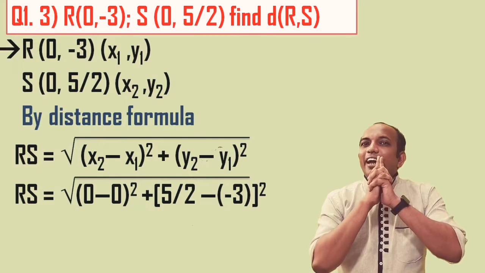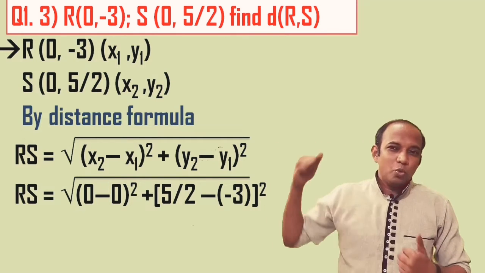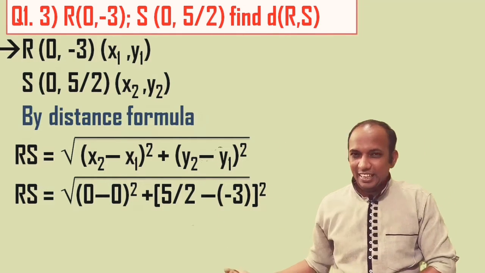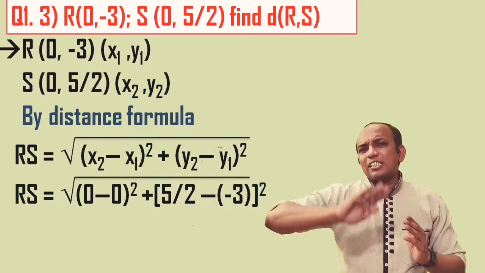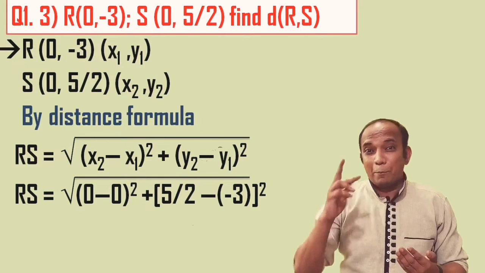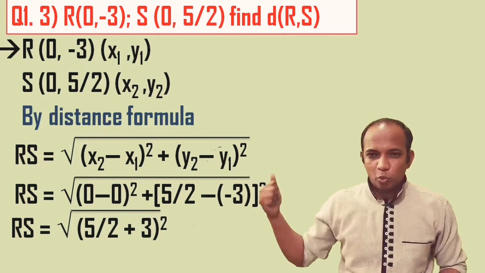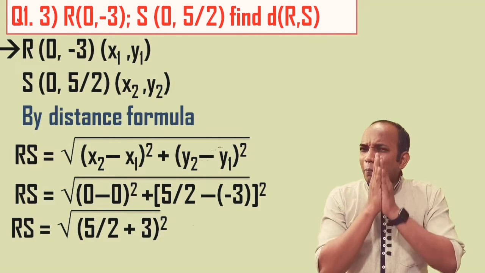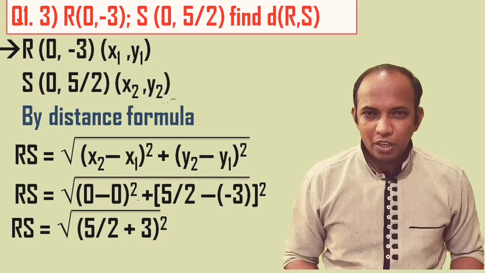Yes. And for the y coordinate, we have 5 upon 2 minus -3, right? y2 minus y1 the whole square. This minus -3 gives you positive 3, and that is why we have 5 upon 2 plus 3 the whole square. Now, for addition of a fraction and a number, we have certain rules to be followed. So let's see those rules first of all.